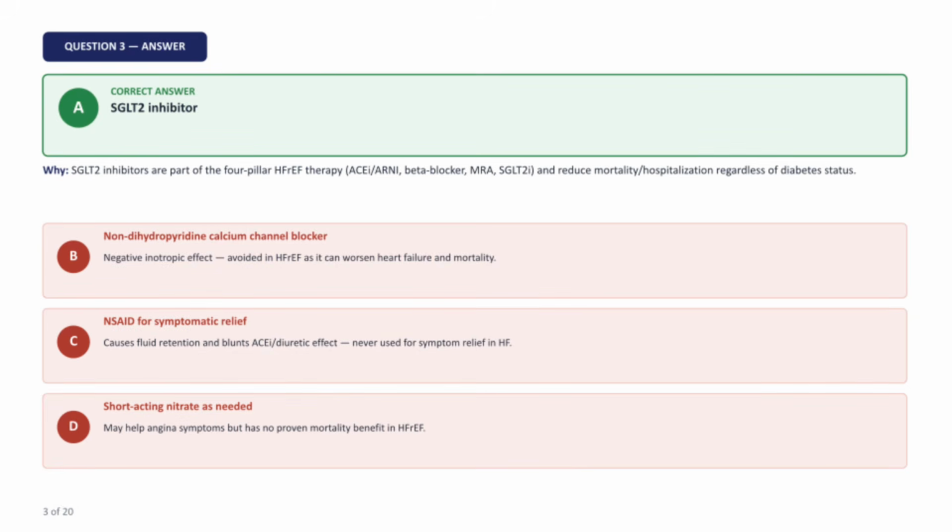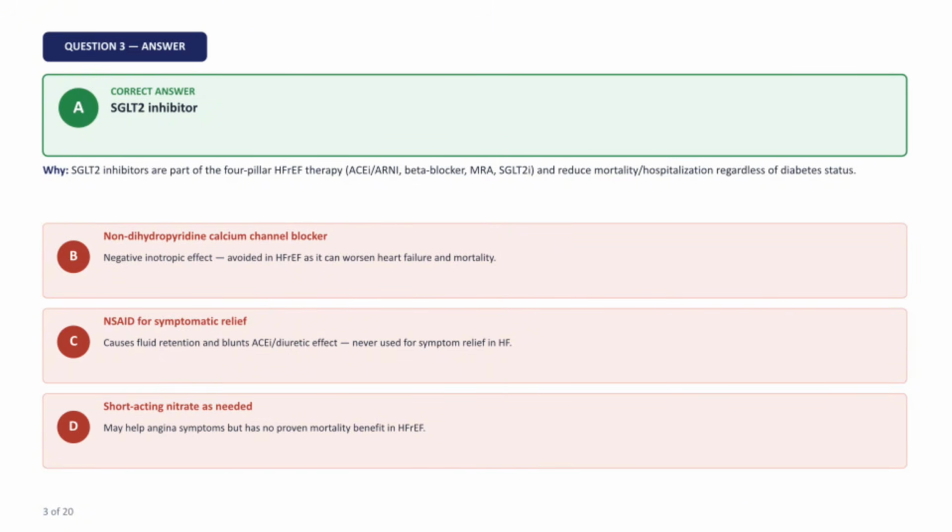The correct answer is option A. SGLT2 inhibitor. SGLT2 inhibitors are part of the 4-pillar heart failure reduced ejection fraction therapy: ACE inhibitors, beta blockers, MRA, and SGLT2 inhibitors reduce mortality or hospitalization regardless of diabetes status. Now, why isn't B correct? Negative inotropic effect is avoided in heart failure reduced ejection fraction as it can worsen heart failure and mortality.